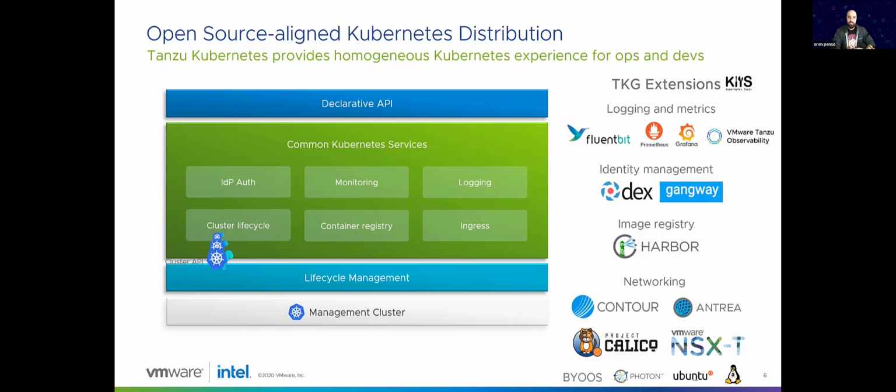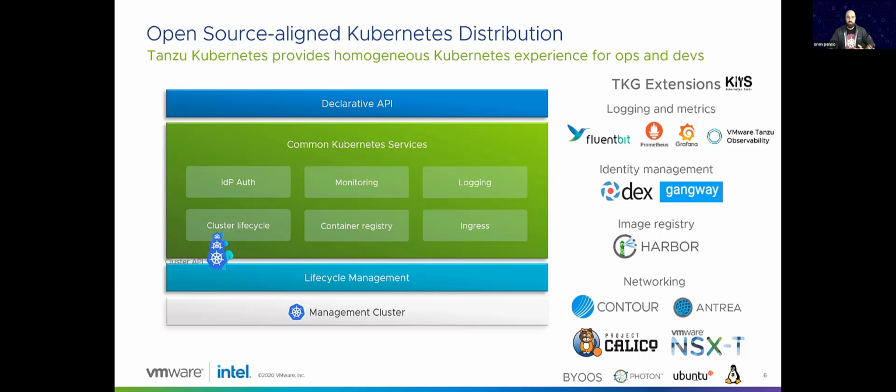On the networking side, it's going to be Antrea as the default CNI, but you can also use Calico. You can use Contour for the layer 7 Ingress controller, Harbor for the registry, and Dex and Gangway for identity management. And of course, for monitoring and logging, it's again open source led: Grafana, Prometheus, Fluent Bit, and of course VMware Tanzu Observability, which will allow you to gain visibility and metrics analysis across all of the different layers. So that's Tanzu Kubernetes Grid, as I said, built on open source.